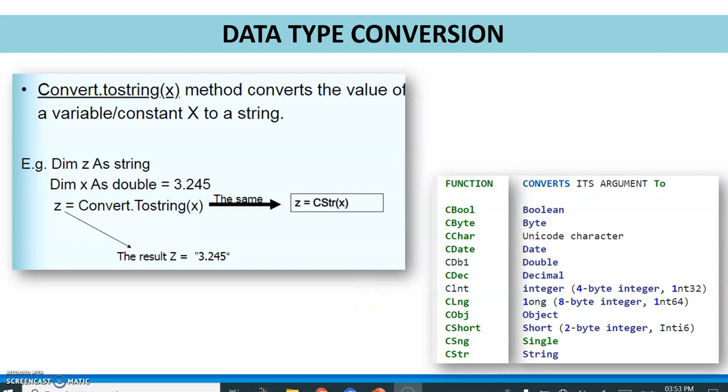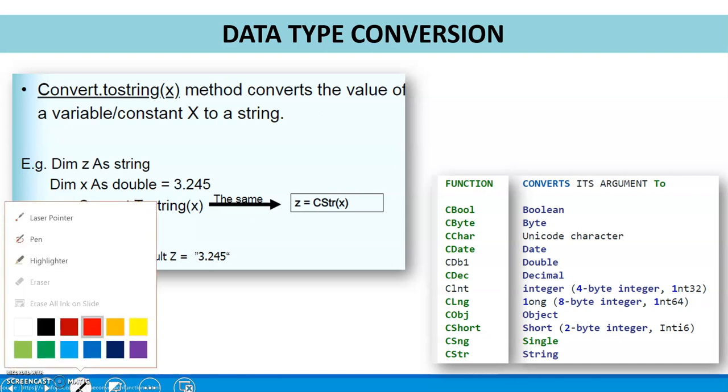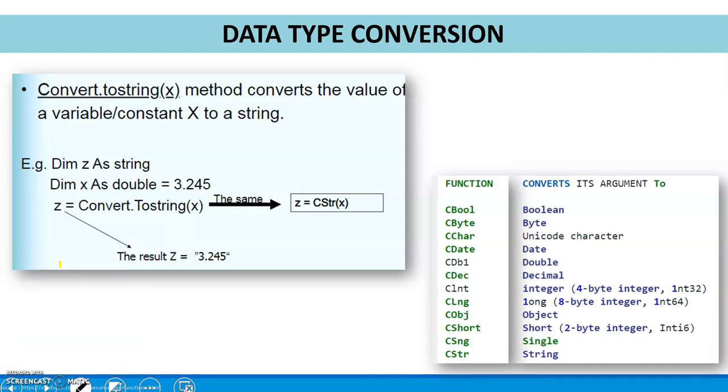Hello everyone. In today's session, we are going to discuss data type conversion. Data type conversion is a feature provided by all programming languages. During coding, in many cases, it is required to convert your data from one type into another type, and that is what we call data type conversion.